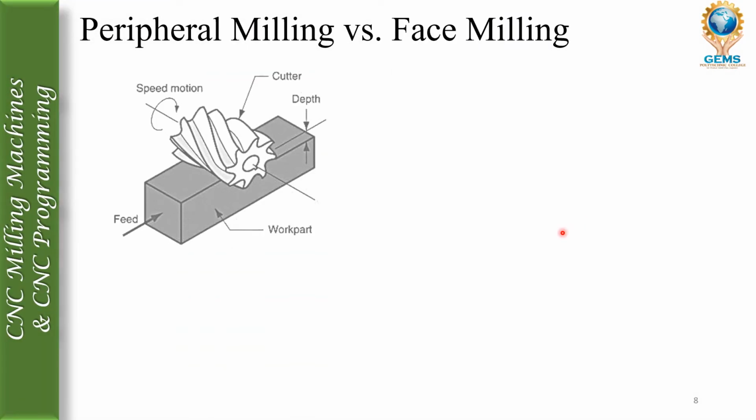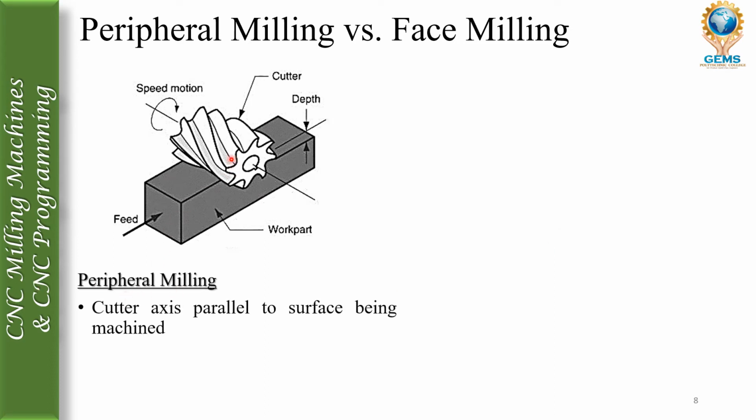Now let's see the difference between peripheral milling and face milling. In peripheral milling, the cutter axis is parallel to the surface being machined. Both the cutter axis and the surface of the workpiece are parallel, and the cutting edges are on the outside periphery of the cutter. Here, the cutting operation happens with the help of the outside periphery of the cutter. Only this is going to cut the material from the workpiece.